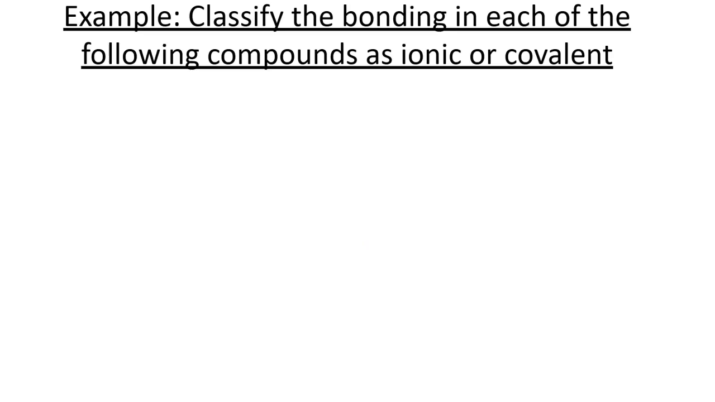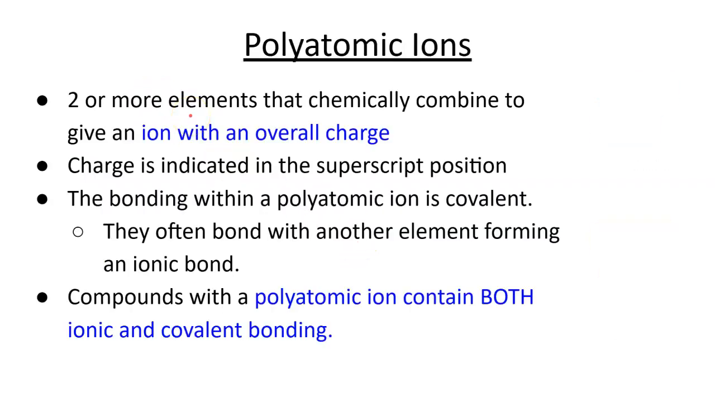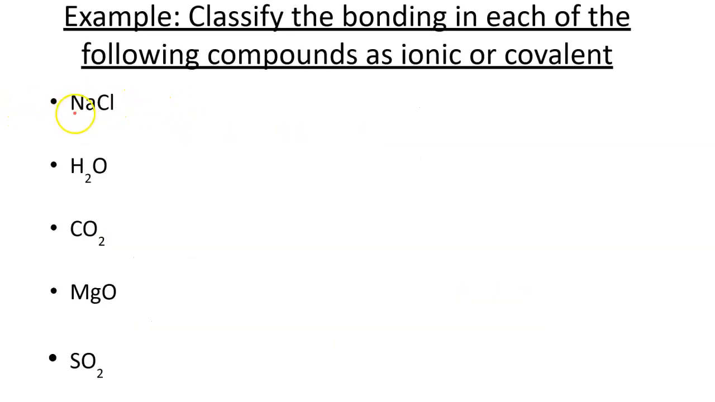Use your reference tables, and you can decide for each of these if they're ionic or covalent. NaCl is ionic. It contains a metal, sodium, and a nonmetal, chlorine. H2O is covalent. Remember, hydrogen's a nonmetal, and oxygen's also a nonmetal. CO2 is also covalent. Carbon's a nonmetal, and oxygen's a nonmetal. MgO is ionic. Mg is a metal, and O is a nonmetal. SO2 is covalent. Both of those elements, S and O, are nonmetals.